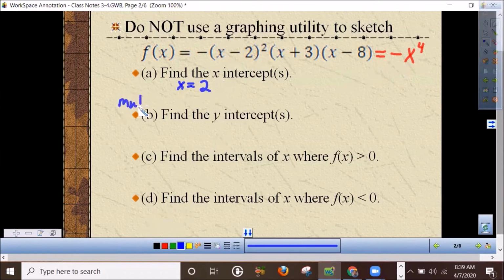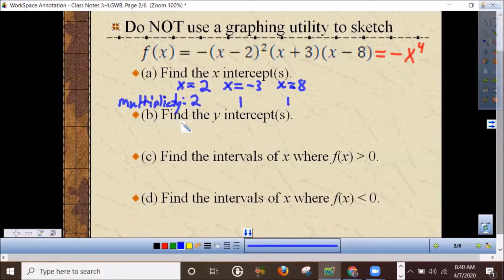It has multiplicity 2. The second solution comes from the quantity x plus 3, and that is x equals negative 3. And it is only to the first power, so it has multiplicity 1. The last solution comes from x minus 8, and that value is x equals positive 8, and it has multiplicity 1. So when we count up the multiplicity, we do see 1, 2, 3, 4. That's exactly how many x-intercepts we're expected to have, because the first one counts twice. This agrees with the fundamental theorem of algebra.